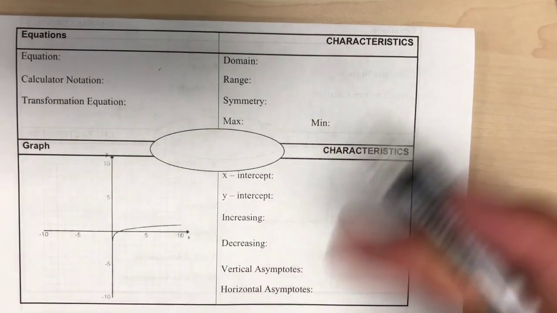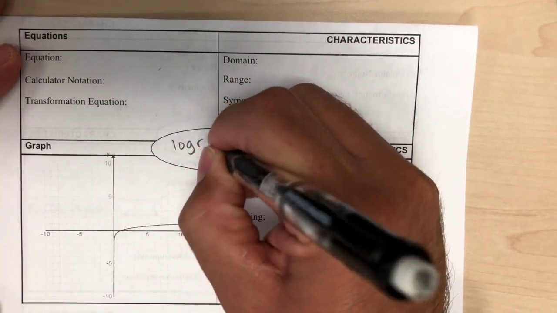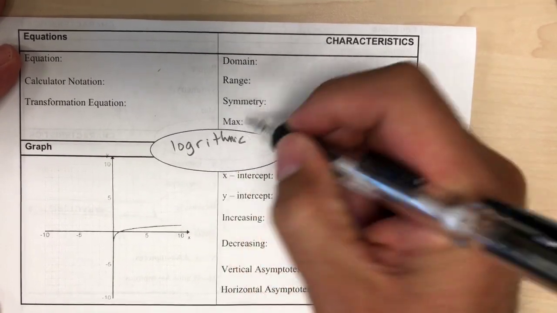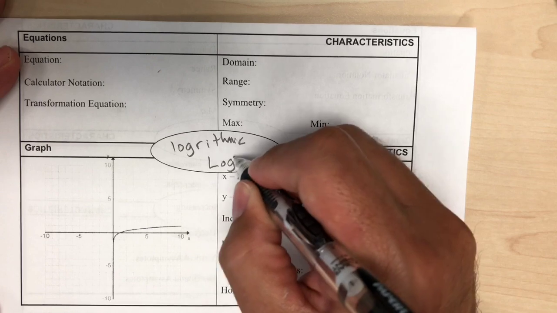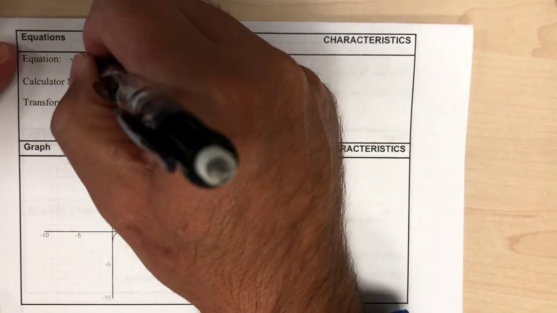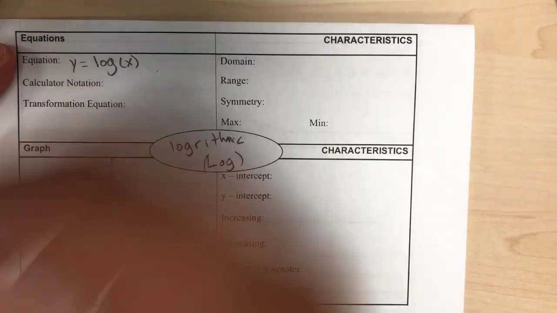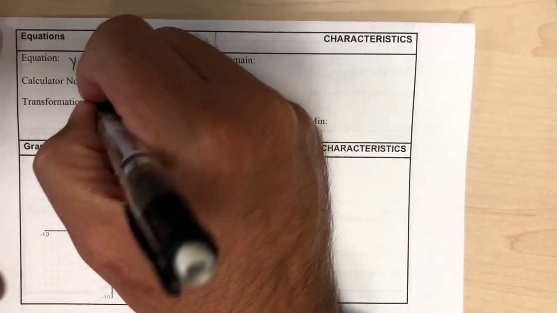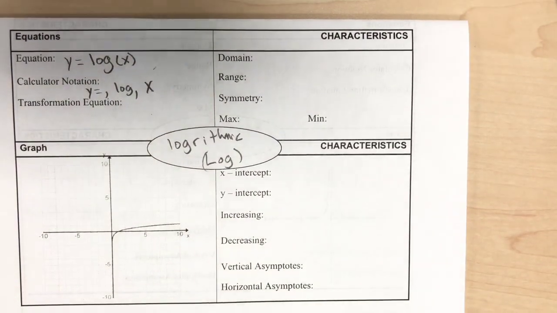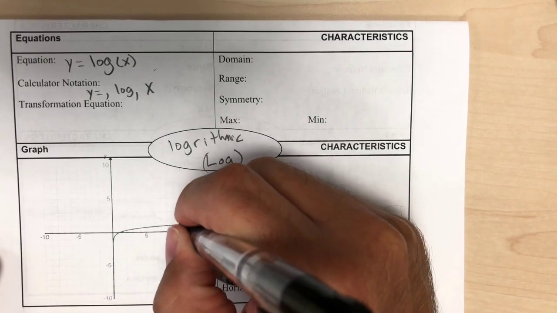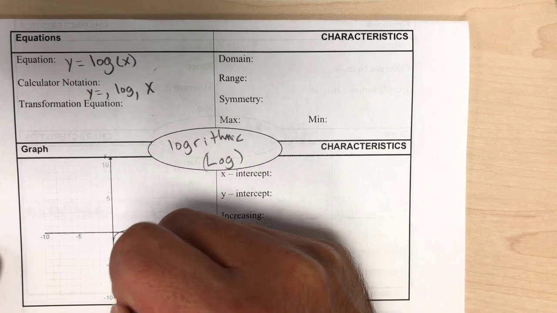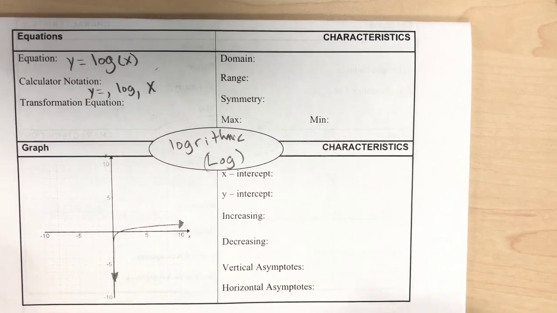The next graph is called a logarithmic function. There is an M in there. We call it log for short. So this one is y equals log of x. Calculator, y equals, there's a log button, and then you just enter x inside the parentheses. Again, arrow at the end right here. This time it gets flat right here vertically. There is an arrow, okay?